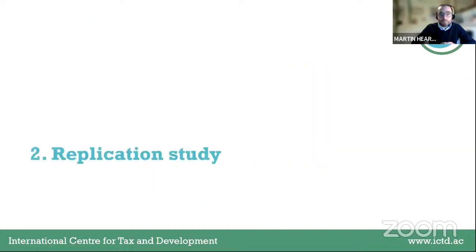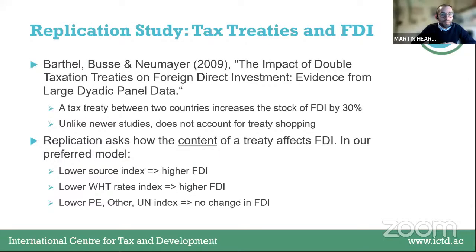Next slide, please. So I'm just going to mention briefly the replication study that we did in the paper. Next slide, please. So there's a lot of research that looks at the impact of tax treaties on investment flows and revenue raised in developing countries, but it generally just looks at the presence or absence of a treaty. So we looked at quite an old paper now from 2009. And this paper found that when two countries sign a tax treaty, you can expect the stock of foreign direct investment between those two countries to increase by around 30%. So that seems like a significant finding.